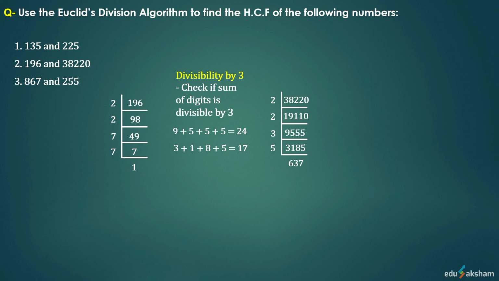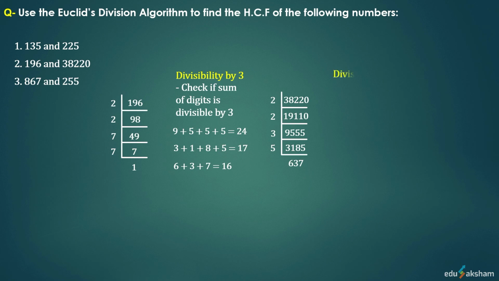Now, 637 is not divisible by 2. We will check its divisibility by 3 by finding the sum of the digits. The sum of its digits is also not divisible by 3. Hence, we check its divisibility by the next prime number, which is 5. It is not divisible by 5 as well because it does not end with the digit 5 or 0. Hence, we move to the next prime number, which is 7.